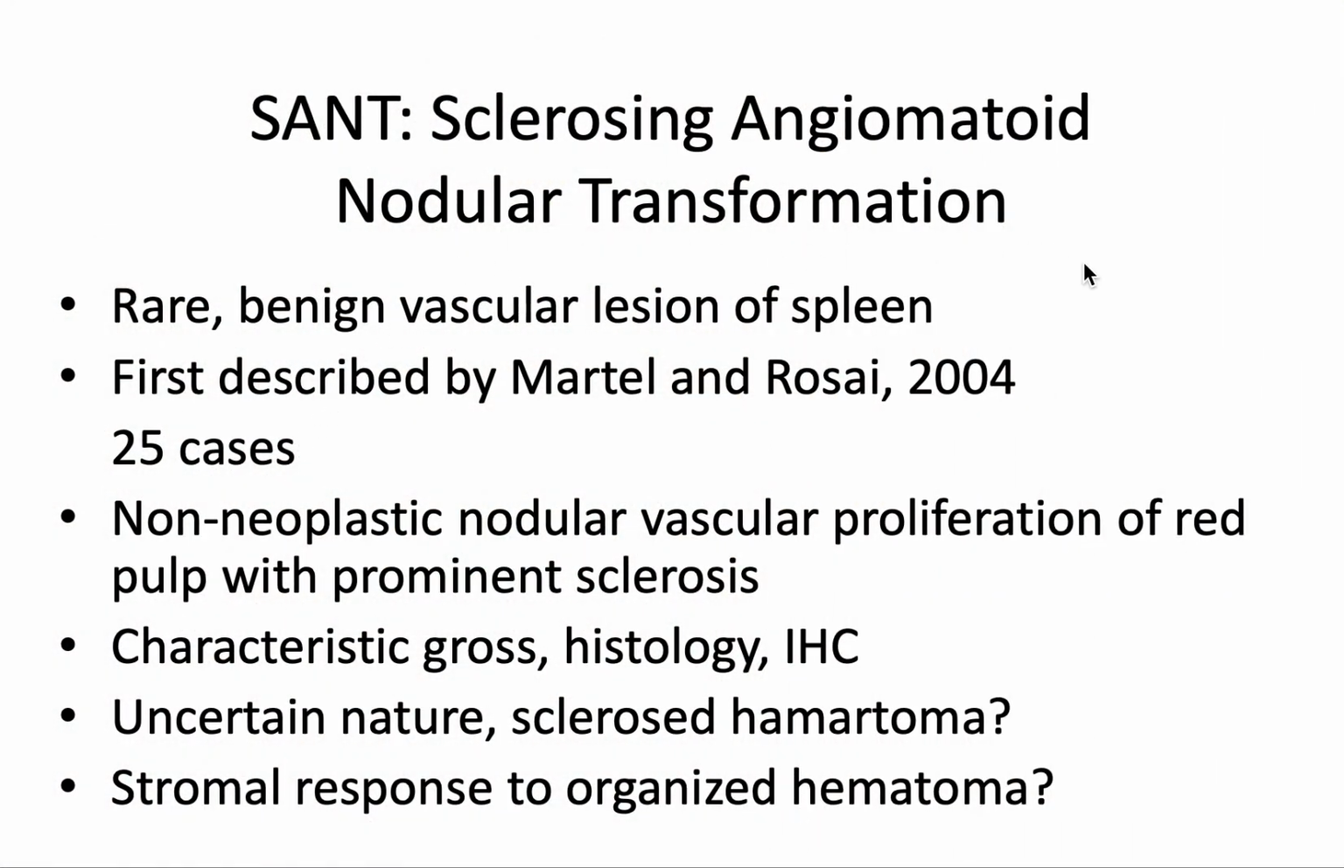So SANT, as I mentioned, stands for sclerosing angiomatoid nodular transformation. It's a rare benign vascular lesion of the spleen, first described by Drs. Martel and Rosai back in 2004 with about 25 cases. The non-neoplastic nodular vascular proliferation of red pulp shows prominent sclerosis, as I showed you, with the characteristic gross histology and immunophenotyping. The nature is uncertain. Some people suggest this might be a sclerosed hamartoma or some sort of stromal response to an organized hematoma.